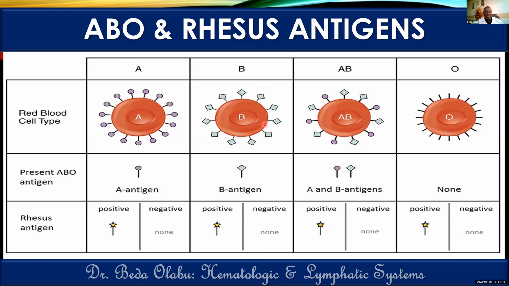Similarly, you can have B positive and B negative. You can have AB positive and AB negative. You can have O positive and you can have O negative. O negative means that you don't have the rhesus antigens, neither do you have the A and the B antigens. And O positive means that in as much as you don't have the A and the B antigens, you actually do have the D antigen. And so you are O positive.